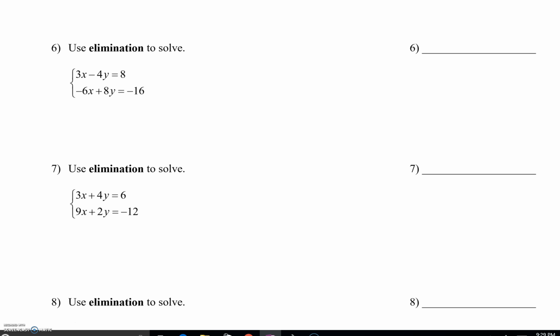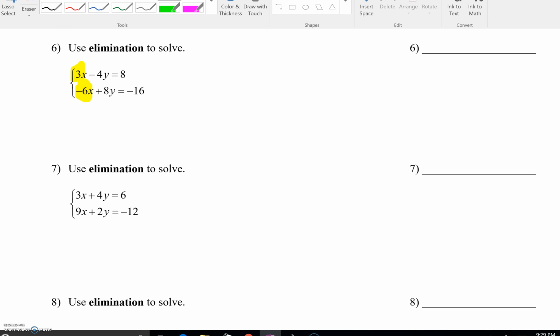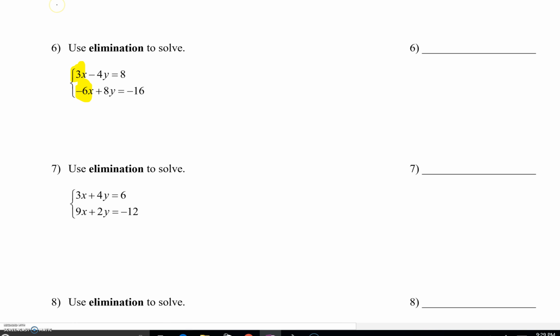For the Chapter 3 test, here's page 2. Page 2 deals exclusively with elimination. Now, elimination is really saying, can you add two equations together to get an x or a y to cancel out? Of course, what we can do is very quickly look and see that our x's, 3x and a negative 6x, of course, will not cancel out.